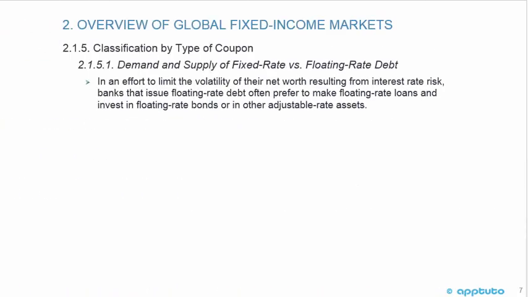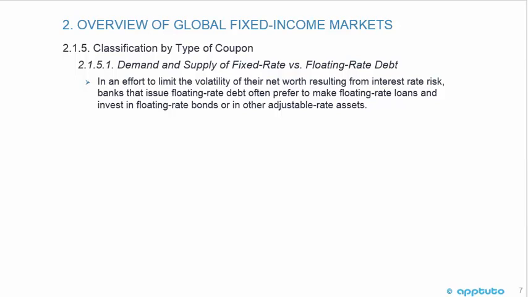Now we're going to look at classification of bonds by type of coupon. Another way of classifying fixed income markets is by type of coupon. Some bonds pay a fixed rate of interest. Others, called floating rate bonds, floating rate notes, or floaters, pay a rate of interest that adjusts to market interest rates at regular short-term intervals, for example, quarterly.